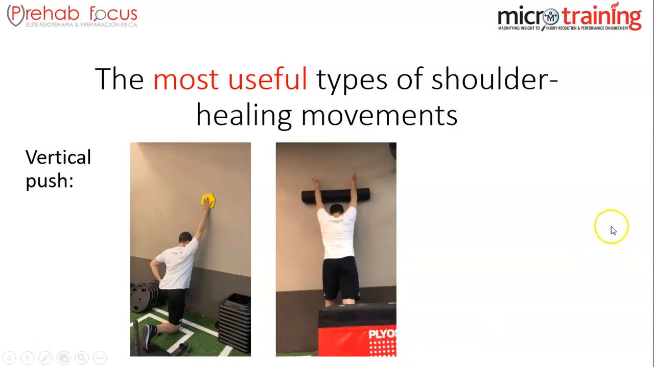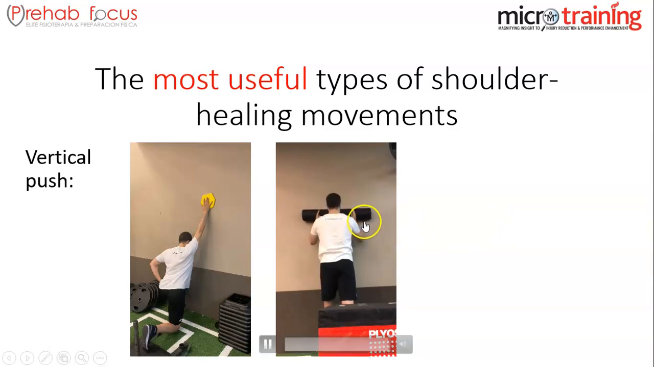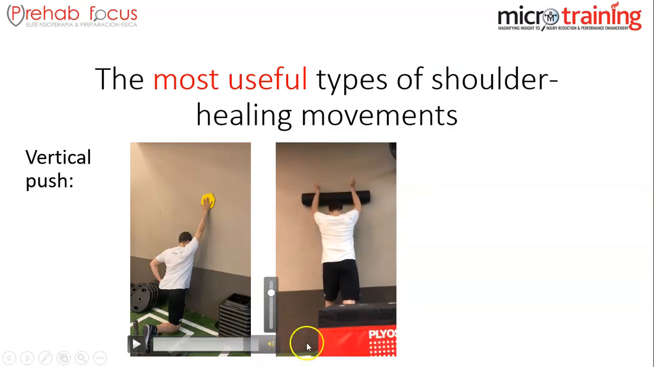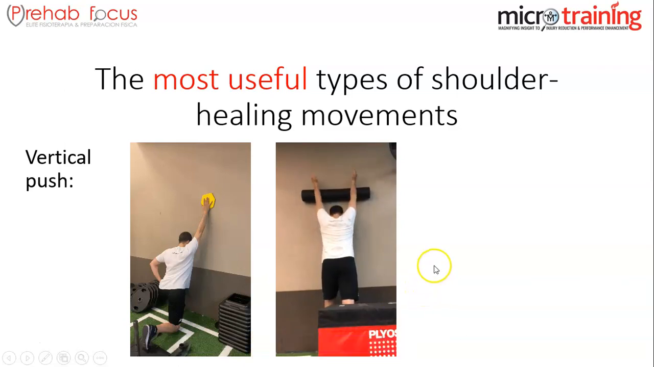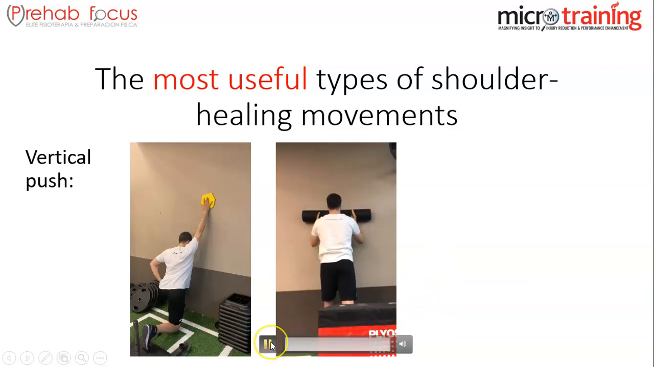Over here we have a very similar exercise now with roller against the wall, and now both arms doing overhead motion. This is a little bit more specific for athletes that have these kind of demands, as for example volleyball players when they're jumping to block.